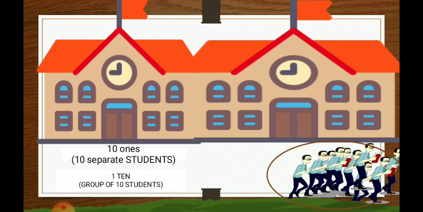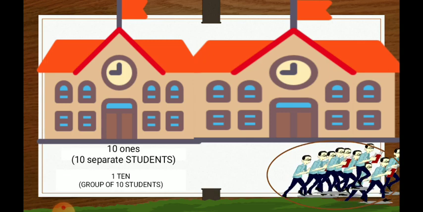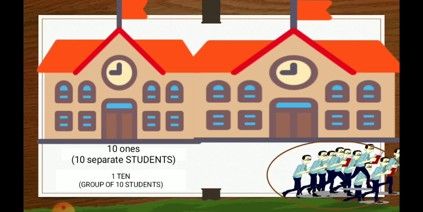Understand? Okay. Now students, one smart tip is here. 10 is the smallest two-digit number. 0 to 9 are only one-digit numbers. You have to write only one number to write them. But 10 has two digits, 1 and 0. So 10 is the smallest two-digit number. Now see the next.